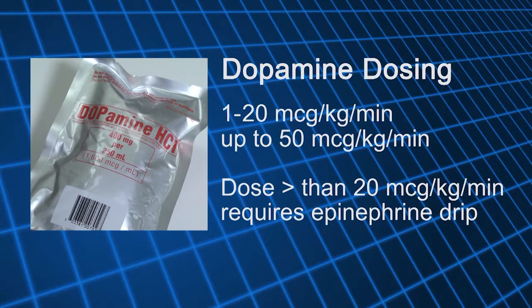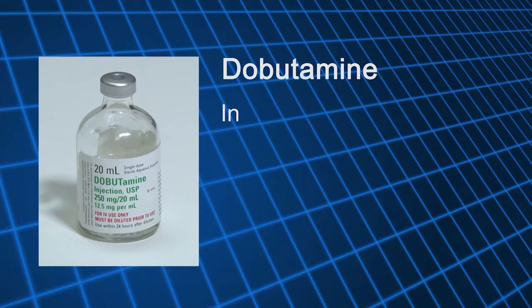If the dose is greater than 20 micrograms per kilogram per minute, the patient will also need to be on an epinephrine drip. The last inotrope that we occasionally see used in a code or trauma situation is dobutamine. Dobutamine will increase the contractility of the heart by stimulating beta-1 receptors. This will also increase the heart rate.